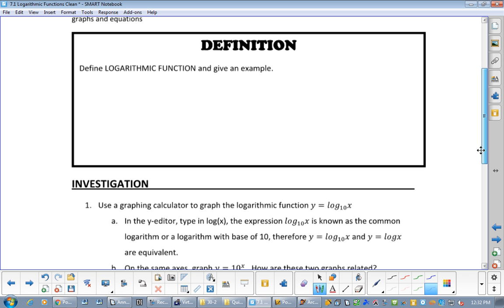So it is a function. We want to get the definition, because you know one of these is going to be on the test, in the form y equals a log base b of x, where the b is a little subscript and the x is on the same level as the word log, where a cannot equal 0, b cannot equal 1.